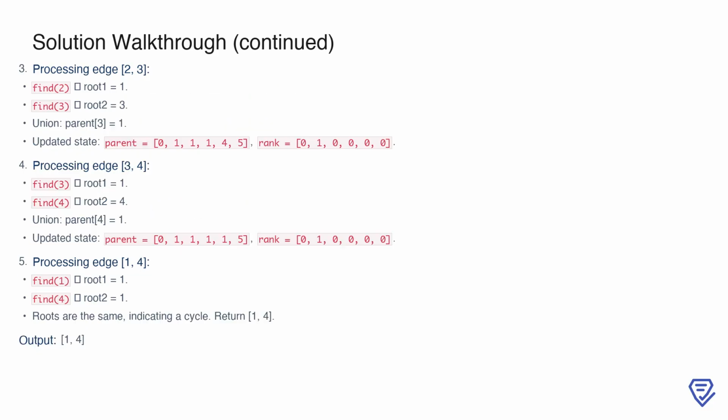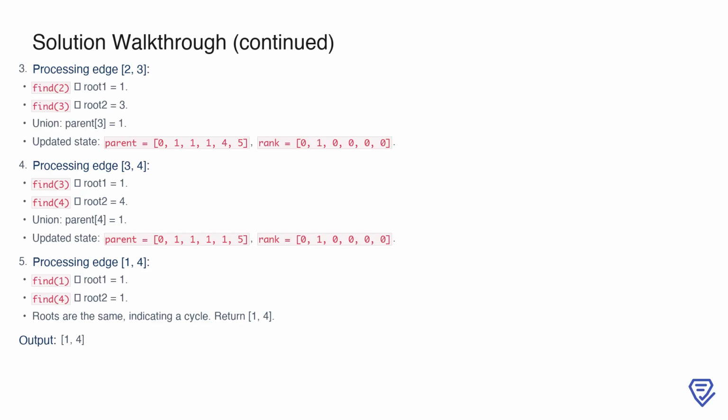Next, we process edge [2, 3]. The root of node 2 is 1, and the root of node 3 is 3. Since the roots differ, we perform a union. Node 3's parent is set to 1. The updated state is parent equals [0, 1, 1, 1, 4, 5], and rank equals [0, 1, 0, 0, 0, 0].